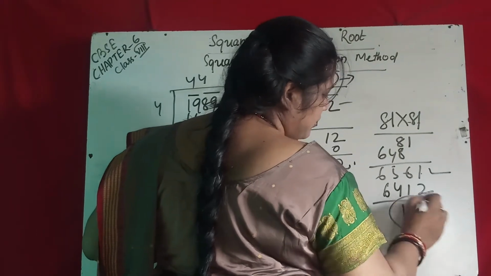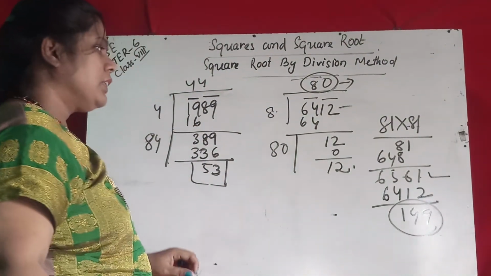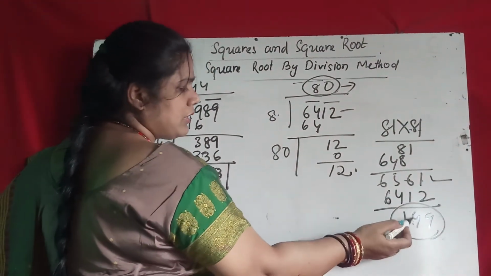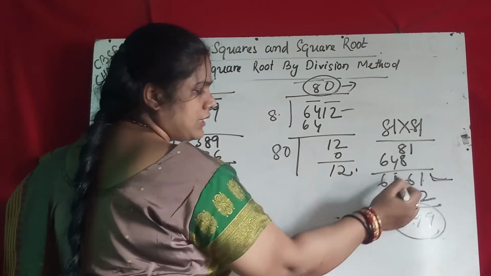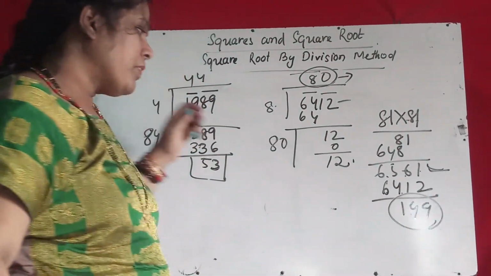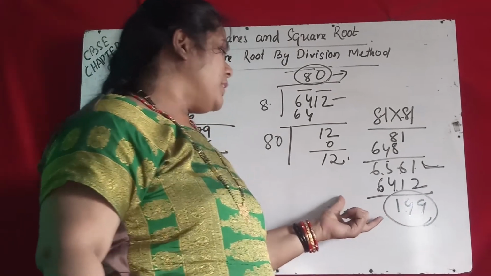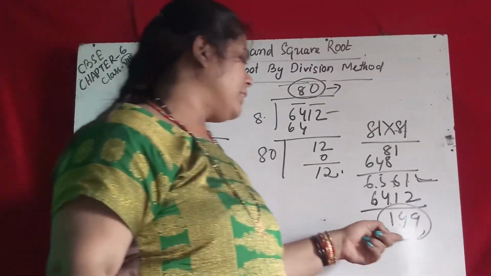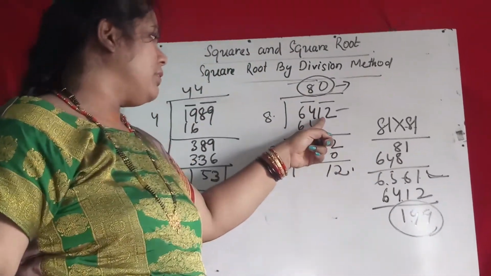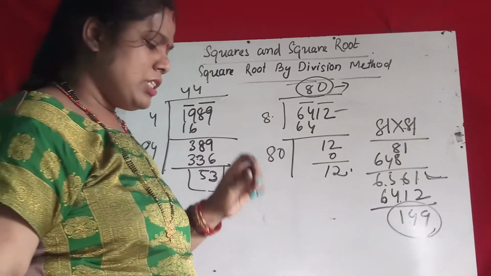So 149 you must add. So adding 149 to 6414, this number will come: 6561. So here the procedure is you must add 149 to this given number to get a perfect square.